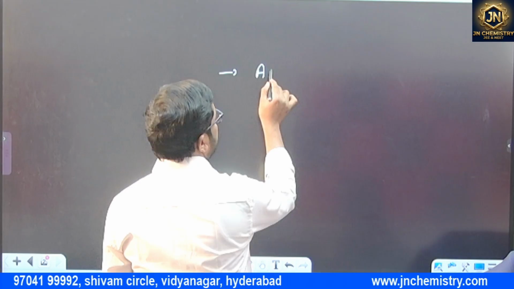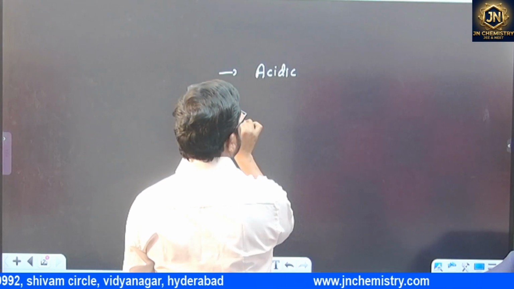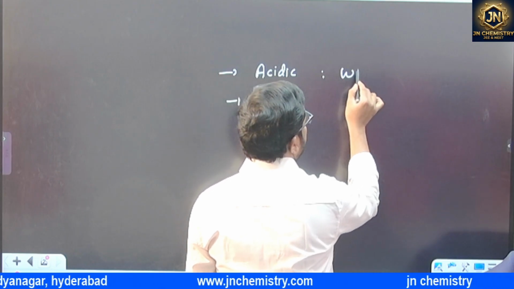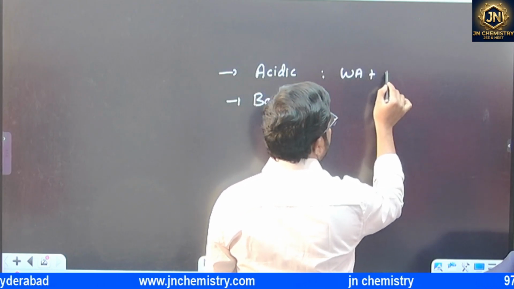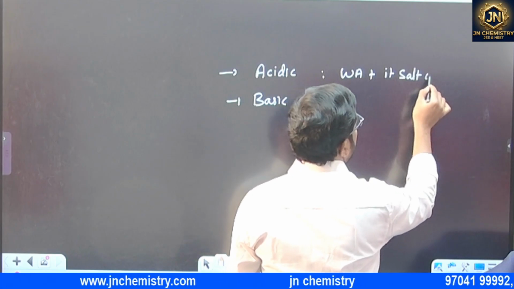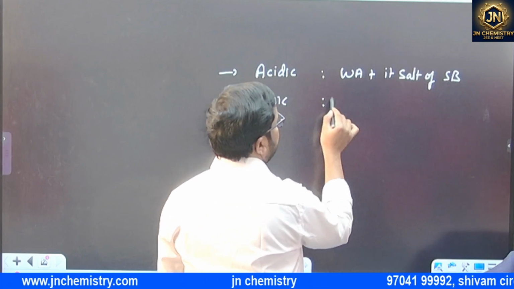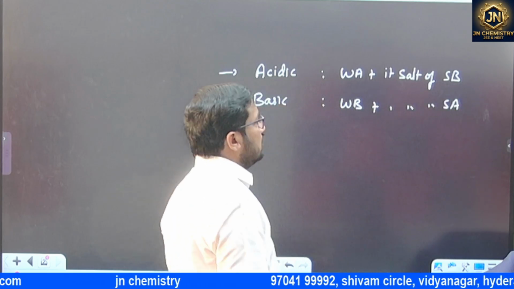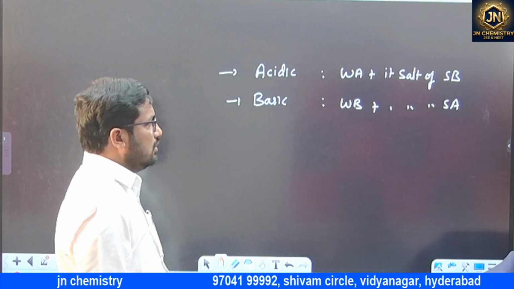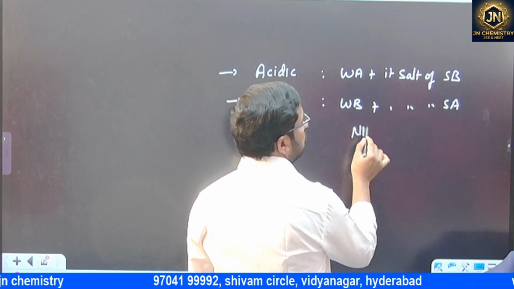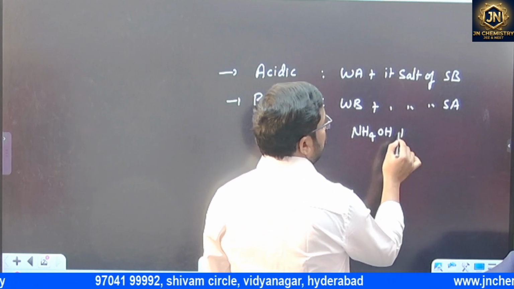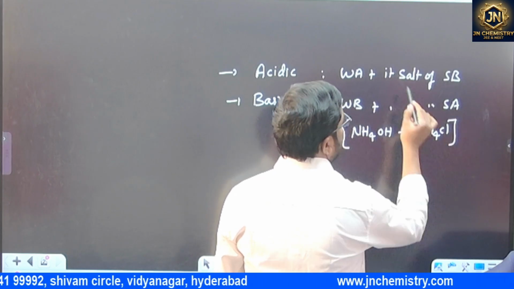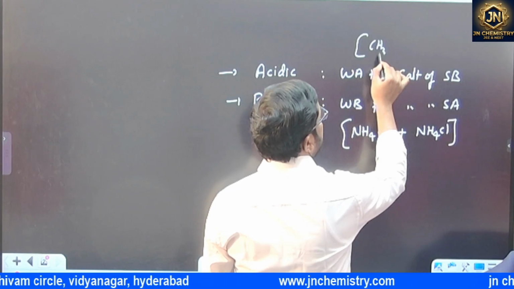Acidic buffers: I told you, weak acid and salt of strong base. Basic buffers: weak base and salt of strong acid. For example, NH4OH and NH4Cl. Already gave you three.